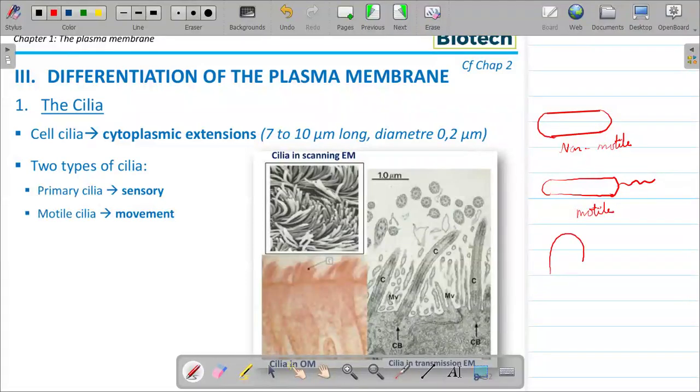If I take another organism, this is called Paramecium. You know what Paramecium is, right? Yes, sir, it's a protozoan. This Paramecium also has a structure outside its body, which gives it locomotion.